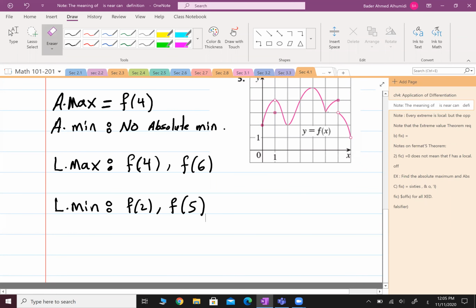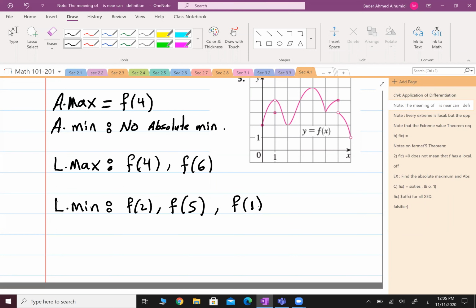Now who can tell me what else we have as a local minimum here? At 0 it is not a local minimum. Why? Who can tell me why? Because it is an end point. At the end point, we cannot call it local, at the boundary points.